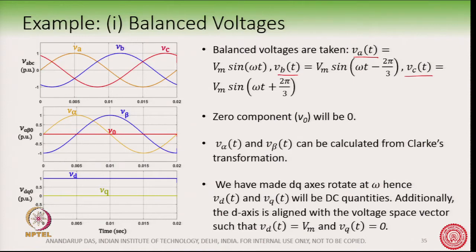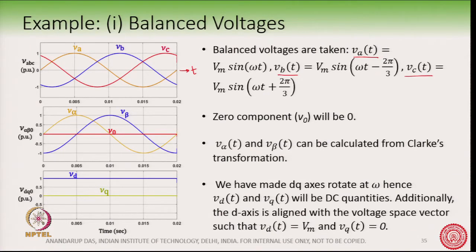So, how do you draw it? Here, this axis is the time axis, okay, and these are the 3 voltages V A, V B and V C, given by this equation. Now, let us do first the Clarke's transformation on these 3 sets of voltages. So, we are trying to find out V alpha, V beta and V 0.